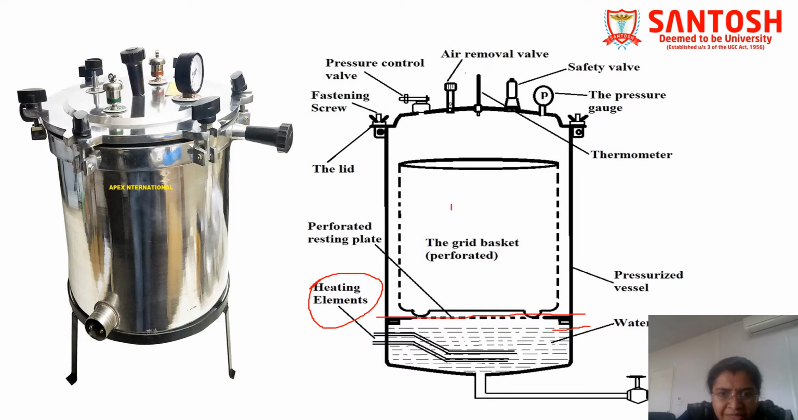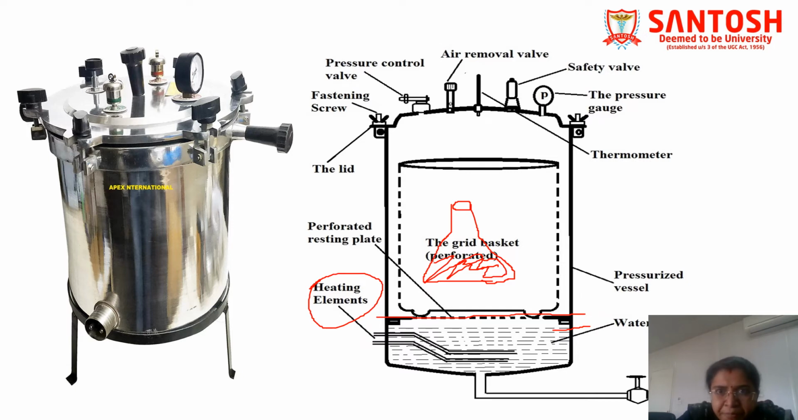Suppose we have to sterilize a culture media which is present in this beaker. So this is the culture media that is present in this beaker. Sorry for the bad drawing. So this is a beaker in which I have some culture media. It has to be sterilized. So I'll place it in the grid basket and then I'll close the lid.